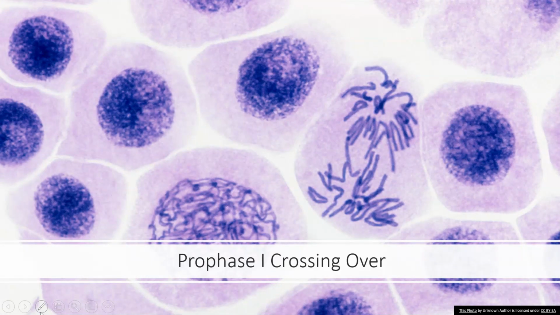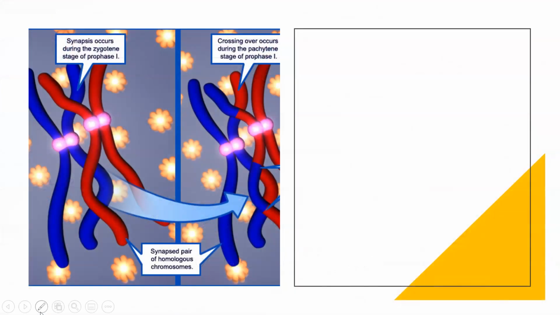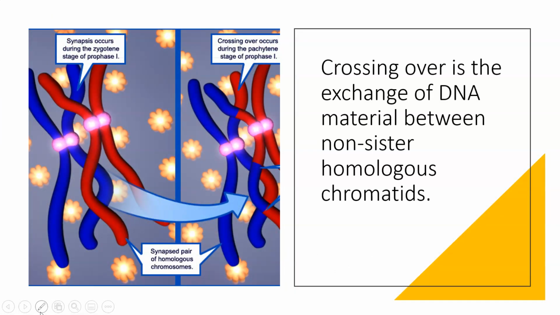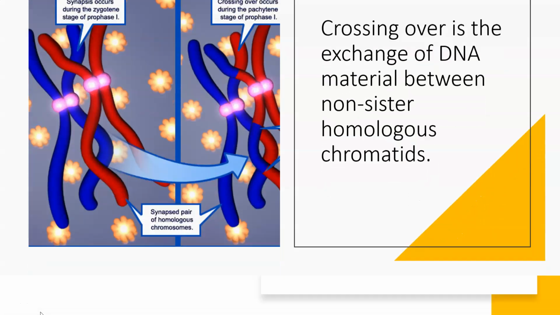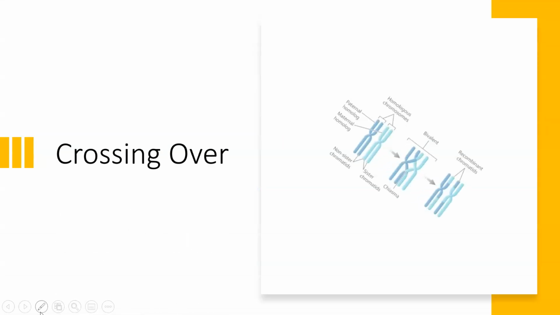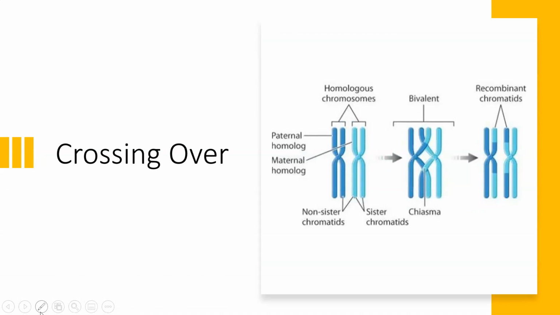So during the prophase 1, that's when this whole concept of crossing over occurs. So crossing over is the exchange of DNA material between those non-sister homologous chromatids. Okay, so it's the non-sister chromatids. So you're then swapping some genetic material from the maternal and the paternal chromosomes.